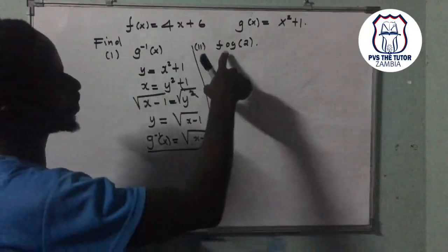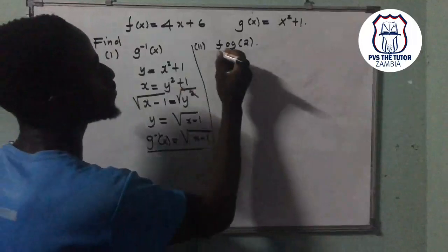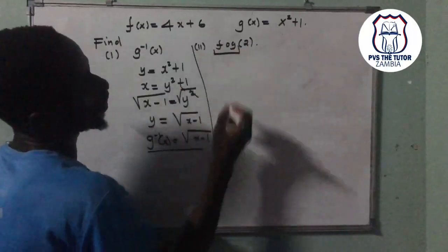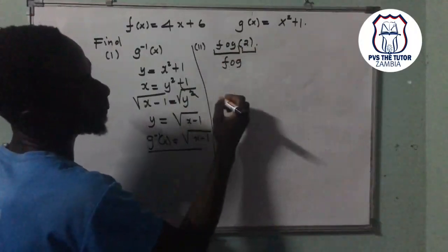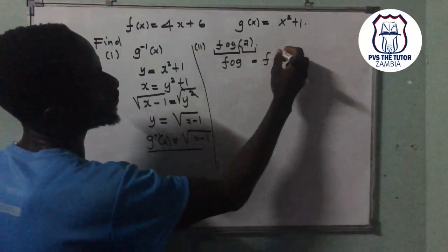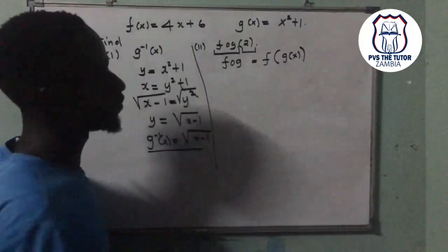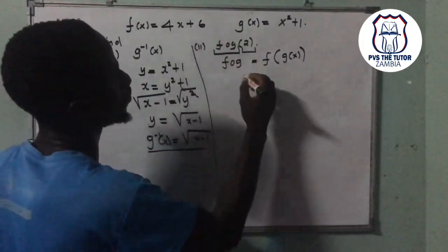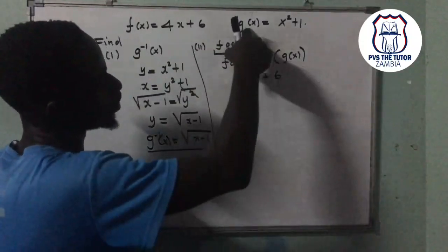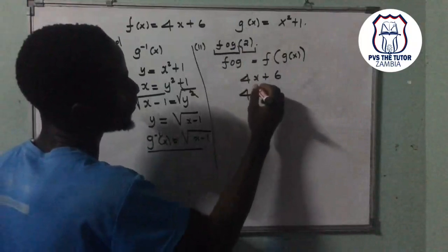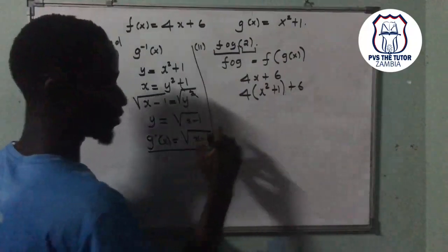Then part 2 of the question says f of g of 2. F of g of 2 means you first have to find this part here, then you come to this part here. So let's first find f of g. F of g means, while there is x in f, you put the function of g. So f is 4x plus 6. Write it here, and where there's x, we put g. This is what it means. While there's x in f, we put g, plus 6. You can leave it like that.